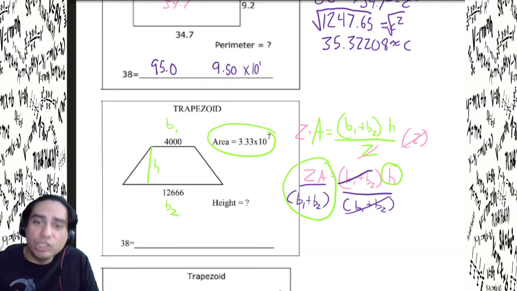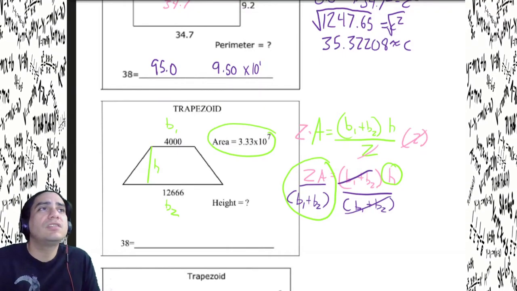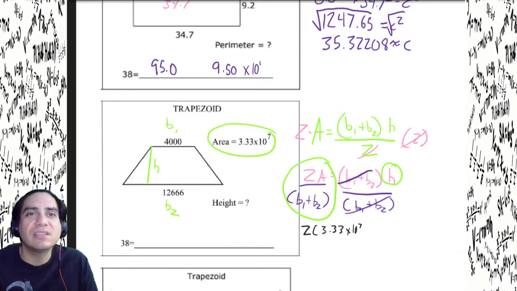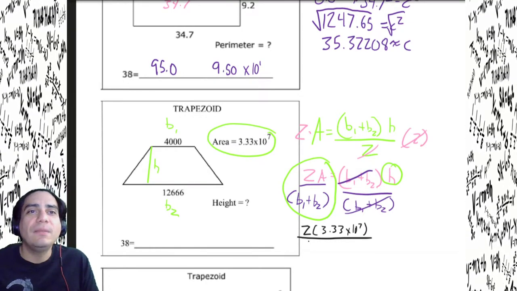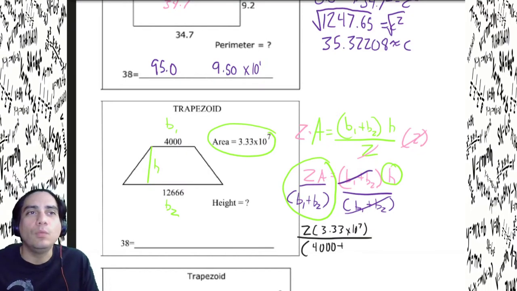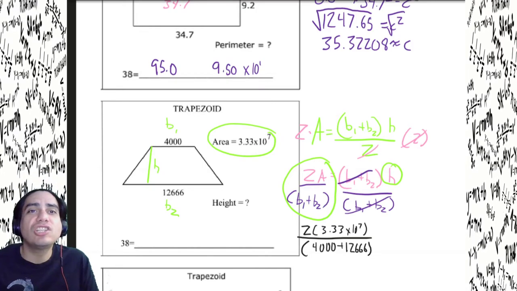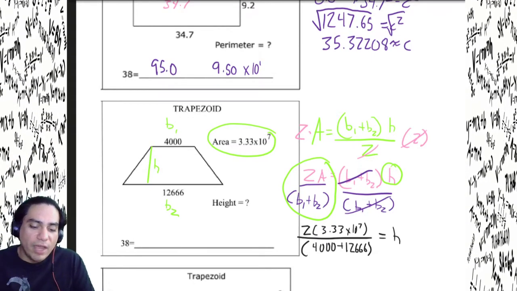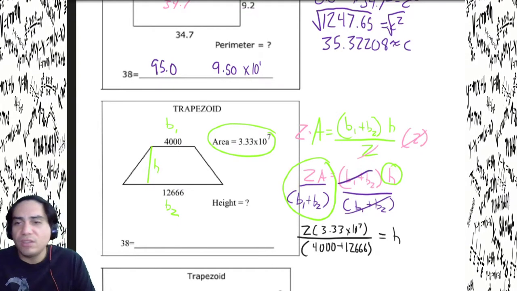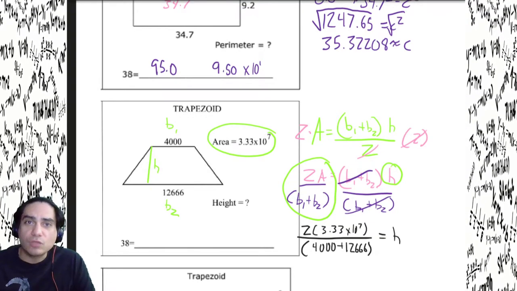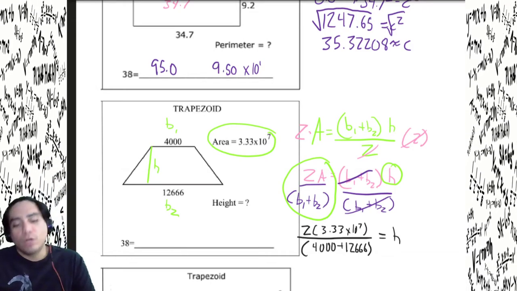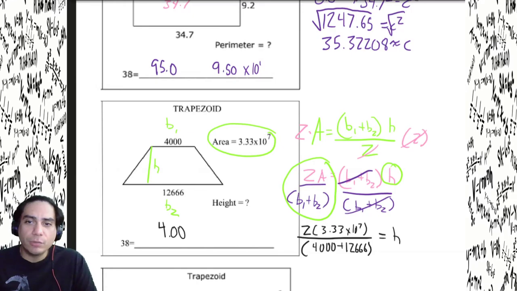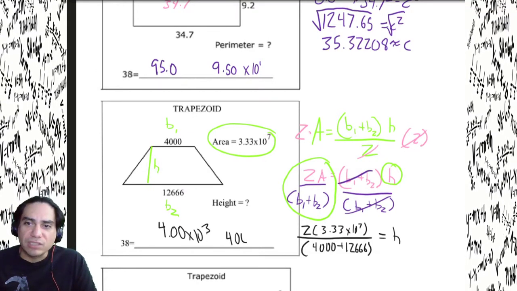So what I'm going to do, and hopefully what you're going to do, is go ahead and substitute this. Let me use a black pen right here. We're going to do 2 times 3.33 times 10 to the 7th, get that answer divided by our base 1 added with base 2. And once we finish dividing that, our answer is going to be the height. That's it. So let's go ahead and do it. To enter 3.33 times 10 to the 7th, we're going to multiply that. We're going to get 4,000 added to 12,666. And then we're going to hit divide. And guess what? Our height for this trapezoid is going to be 4.00 times 10 to the 3rd, or some of us like to just put 4,000.